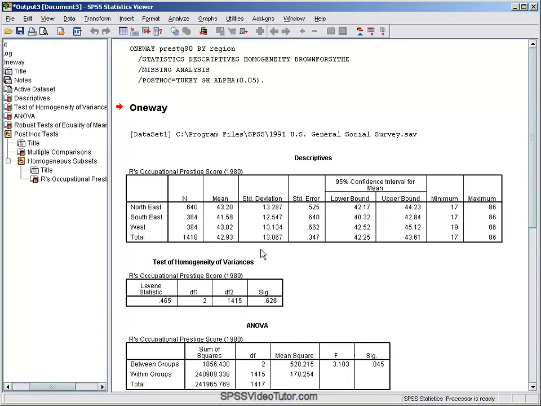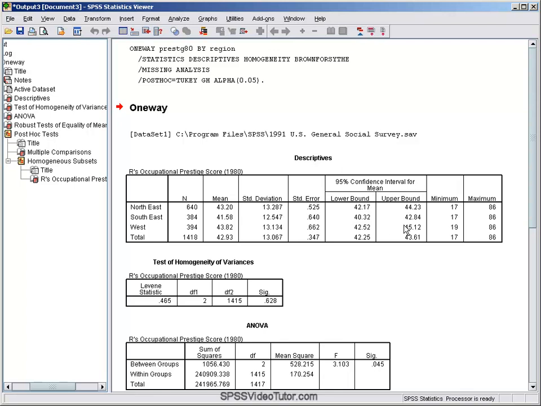Now let's review the results of the ANOVA in the SPSS output window. Okay, the first thing we see always is our syntax that was actually executed for this analysis. Second, we see the descriptives table, and this gives us information about each group, including the number of cases in each group, the mean scores of each group, and the standard deviation, standard error, and so on and so forth.